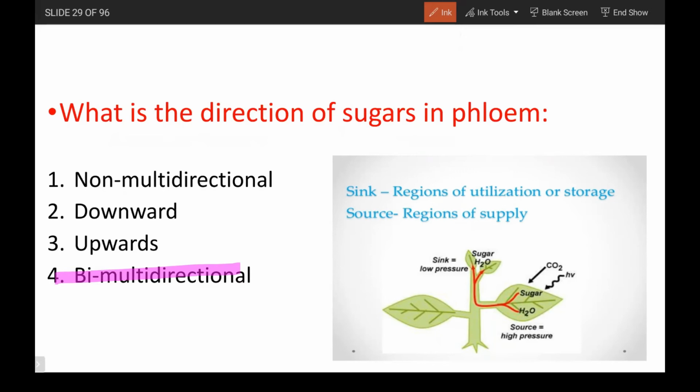Since there is a sink and source relationship, the direction of sugars in phloem is going to be bidirectional or multidirectional. As in case of xylem, it will be unidirectional.